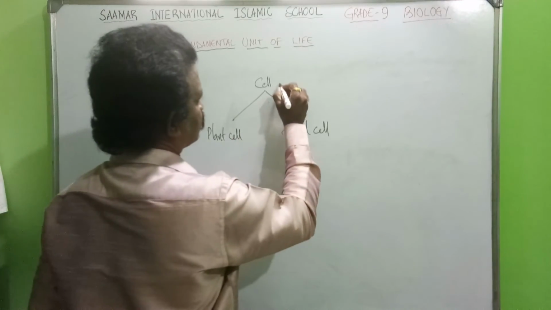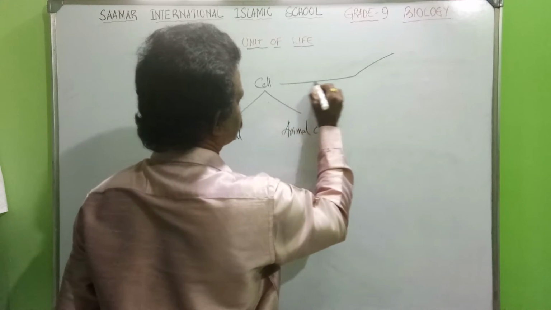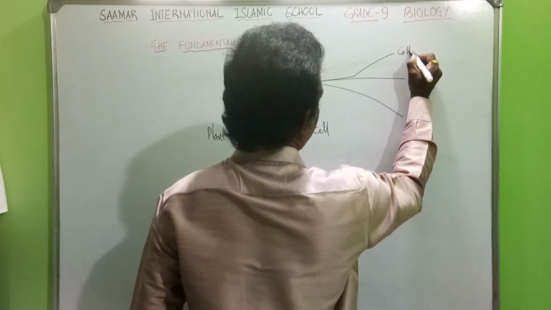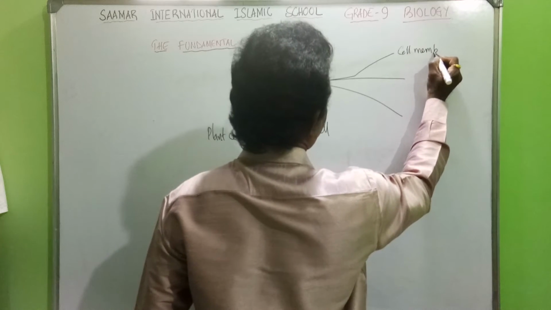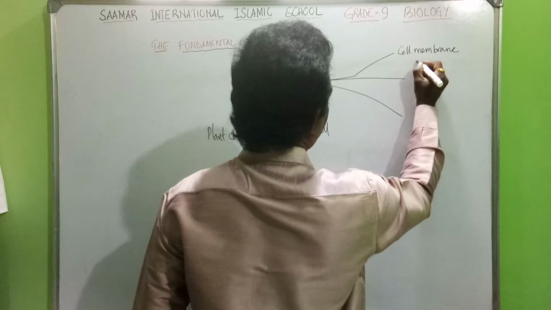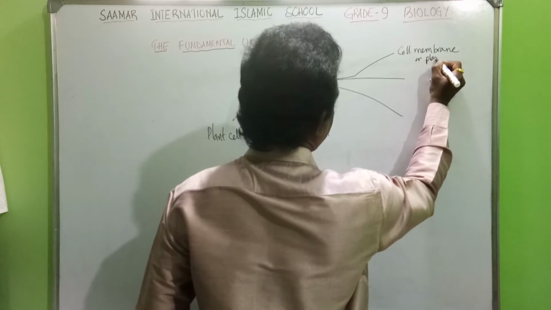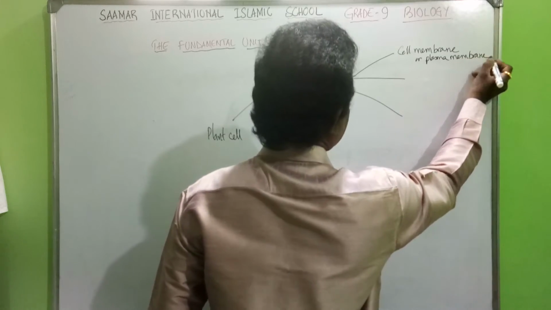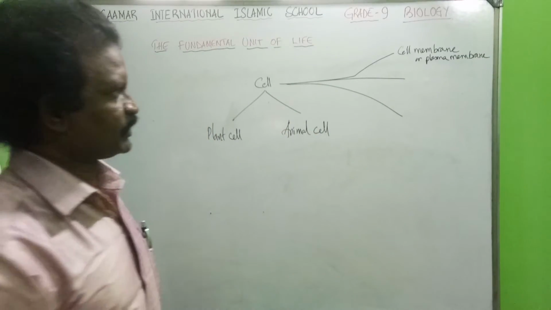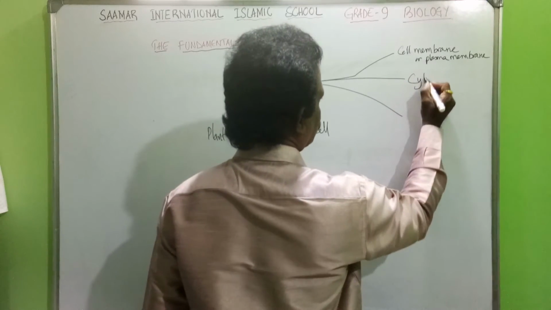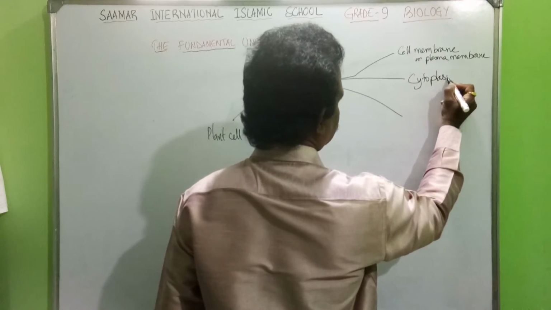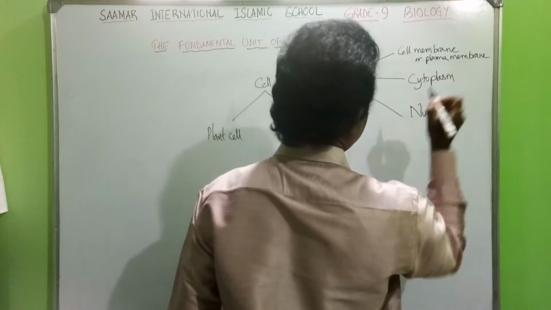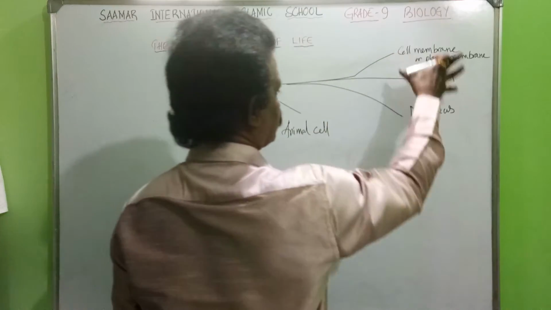Now, when you say study of the cell, we divide this into three parts. What are they? The first one is the cell membrane, or plasma membrane. Is it clear? The next one is cytoplasm. The next one is the nucleus. These are the components of the cell. So we'll study them one by one now.